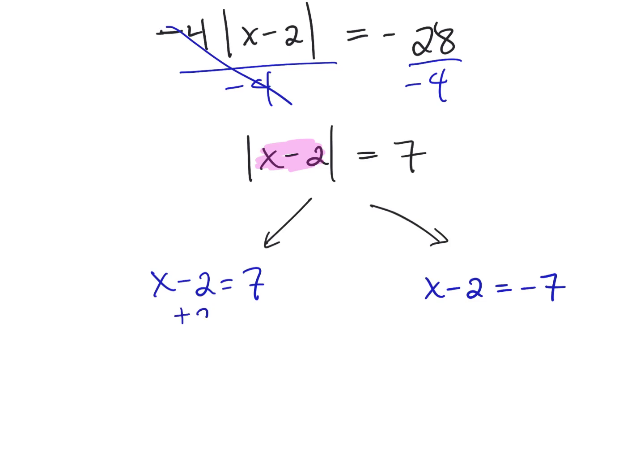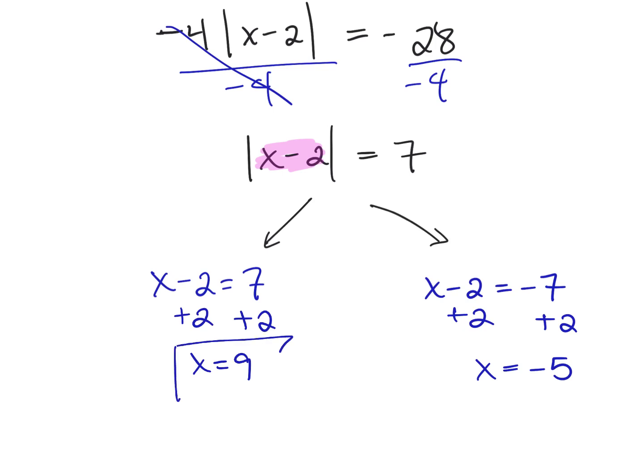So add 2 to both sides. So x can equal 9. Add 2 to both sides over here. Negative 7 plus 2 is negative 5. So those are my two answers. All right, hopefully that helped.